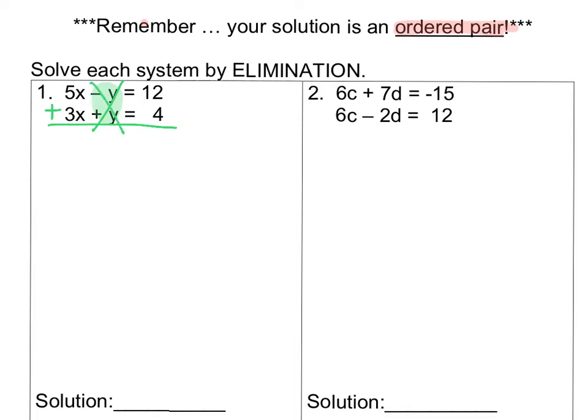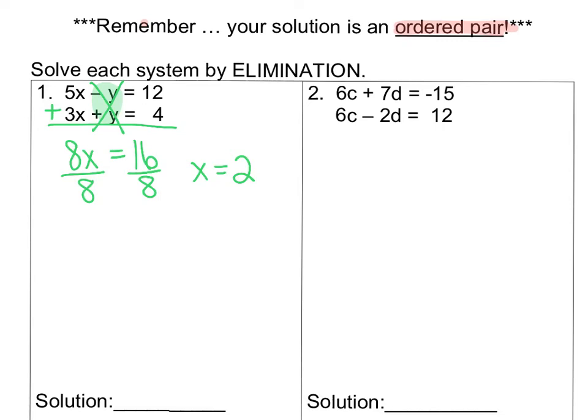So now we would just add straight down. We've got 5x plus 3x is 8x equals 12 plus 4, which is 16. And we can go on and solve for x, and we know that x equals 2.